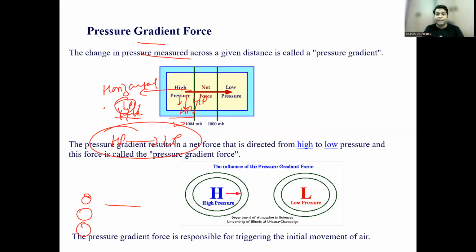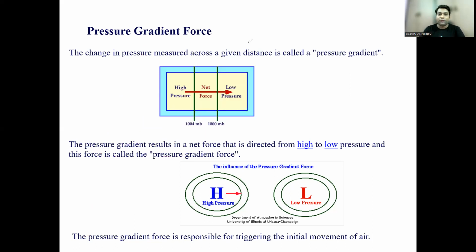So let's move to the next slide, and in the next slide we'll try to understand the pressure gradient force. What is the pressure gradient force? We already know atmospheric pressure, and we know the concept of low pressure and high pressure. Now, first of all we will define the word pressure gradient. A change in pressure measured across a given distance is called a pressure gradient. Suppose this is place A and this is place B.